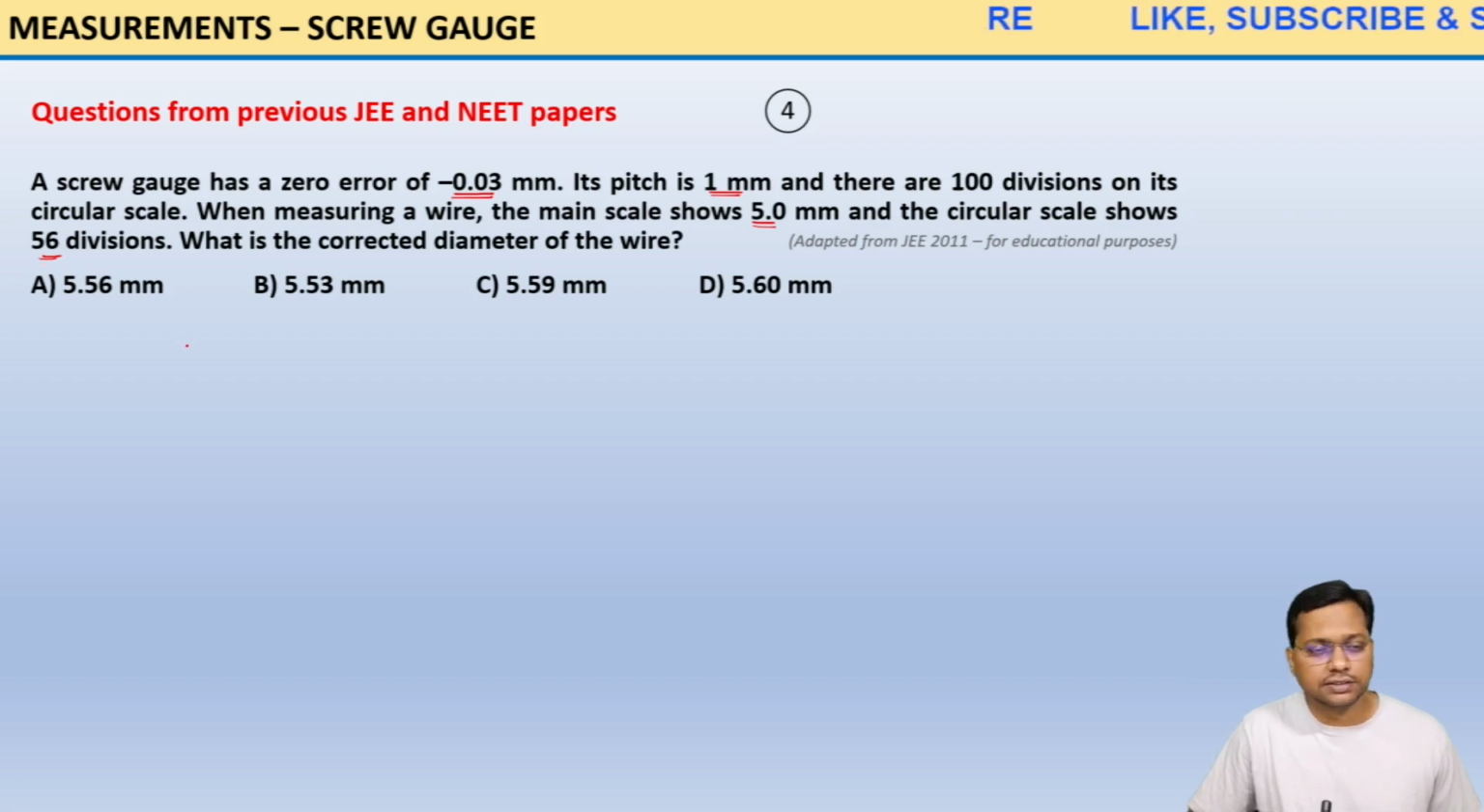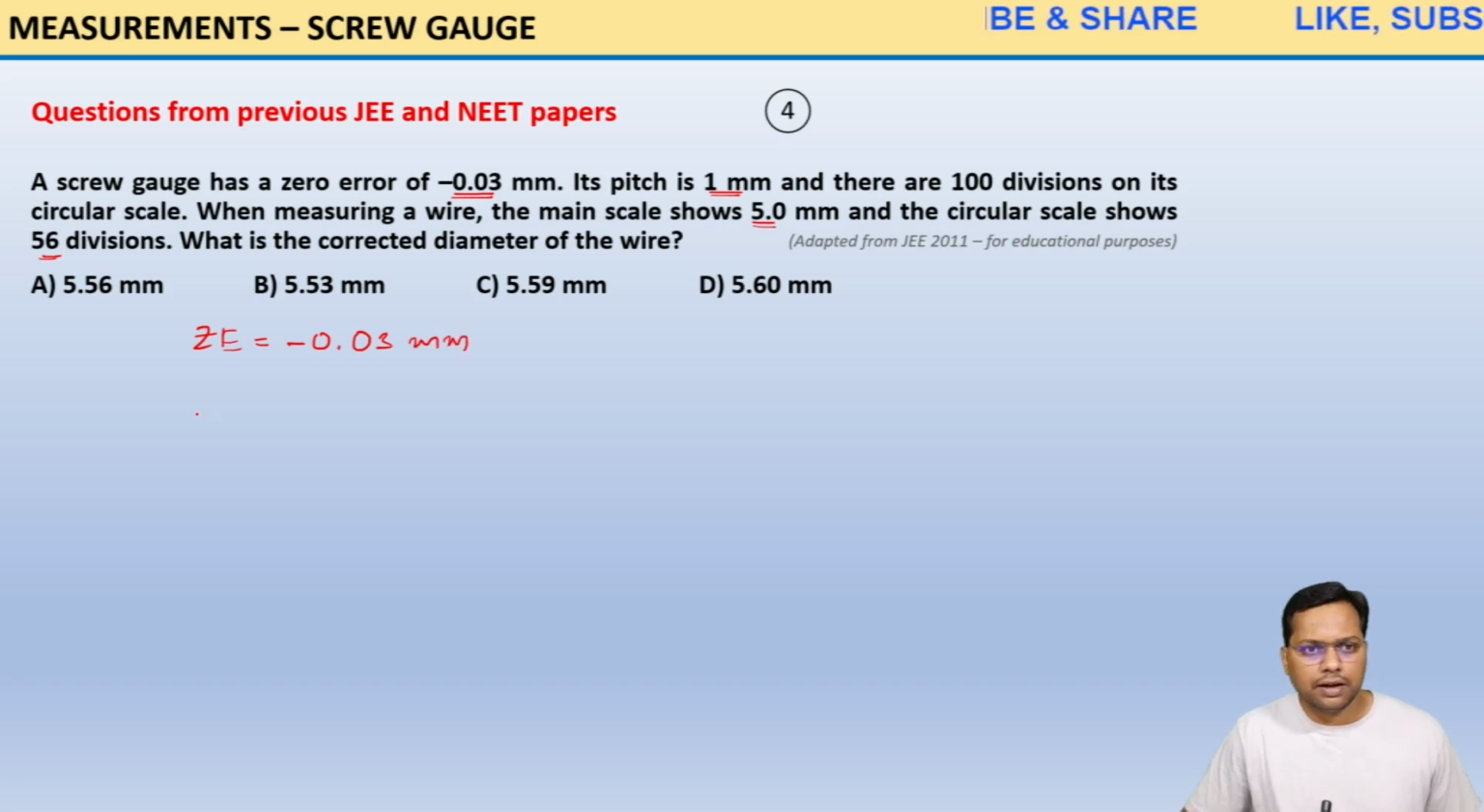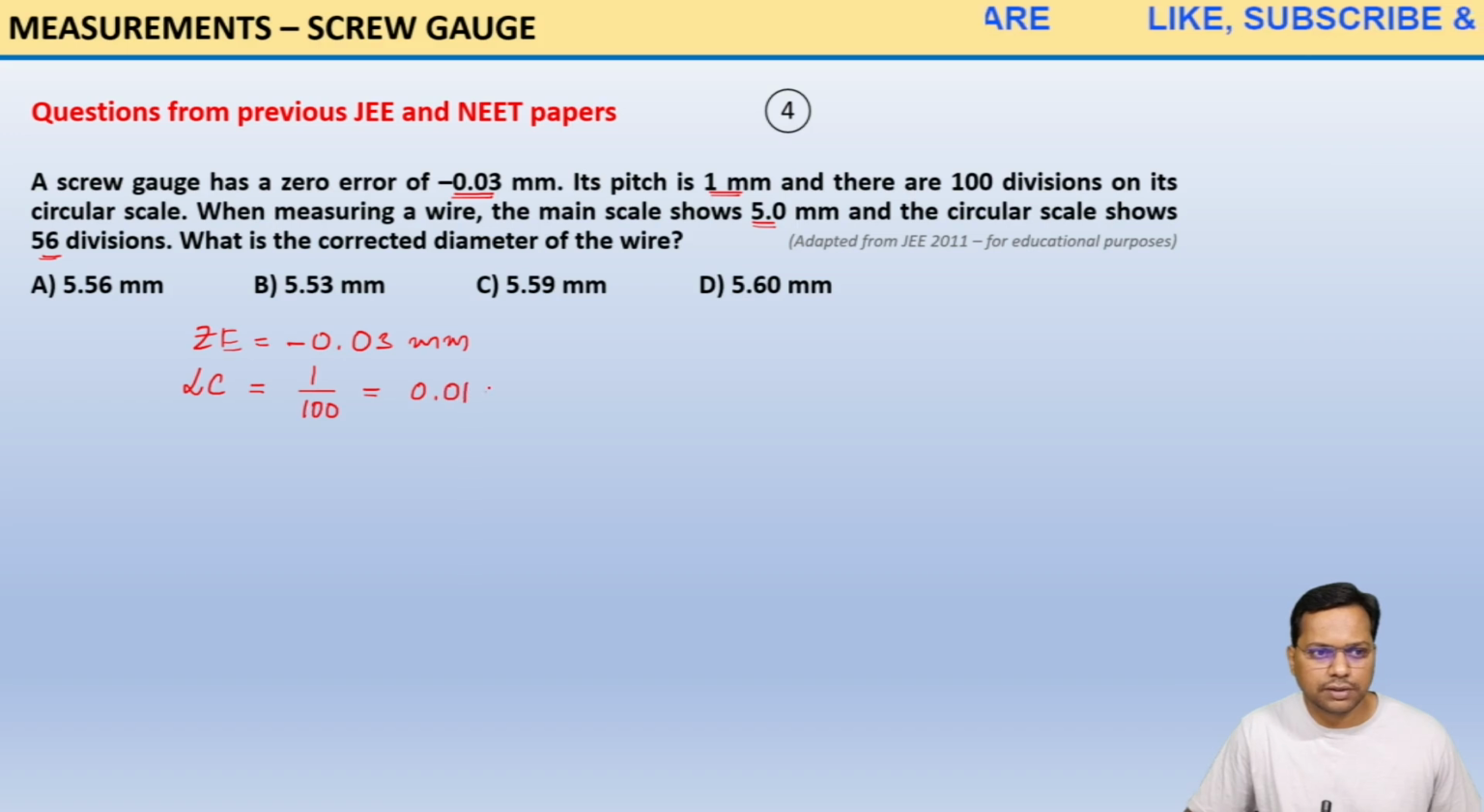Here the zero error is given directly. That is zero error equal to minus 0.03 millimeter. And pitch is given, that is 1 mm, and there are 100 divisions on the circular scale. Therefore, we can calculate the least count, which is equal to pitch by the number of circular scale divisions, that is 1 mm divided by 100. That gives 0.01 millimeter.